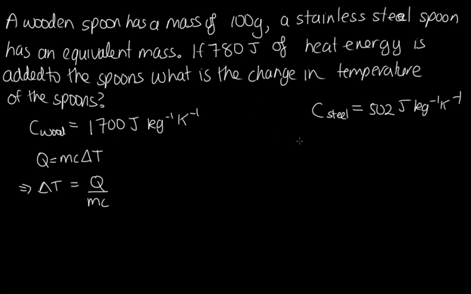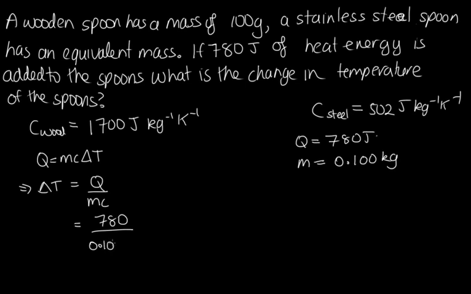Now in this question we're told that the heat added, Q, is equal to 780 joules, and the mass of the spoons is 100 grams, which is 0.100 kilograms. To get the mass into kilograms, we just divide by 1,000. And so the change in temperature is 780 over 0.100 times, for the wooden spoon, 1,700. And solving this on the calculator, we get 4.6 degrees C. So that's the change in temperature of the wooden spoon.